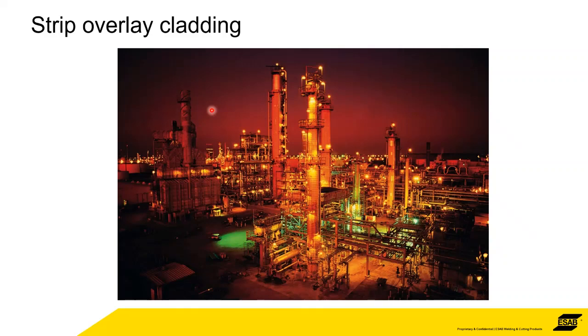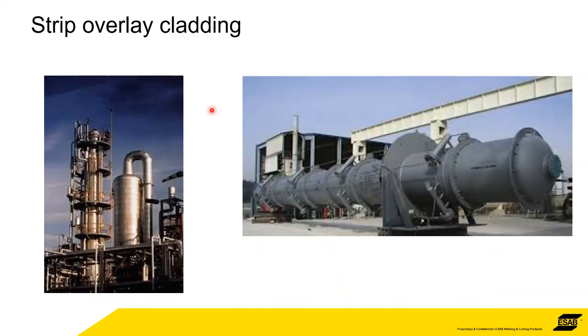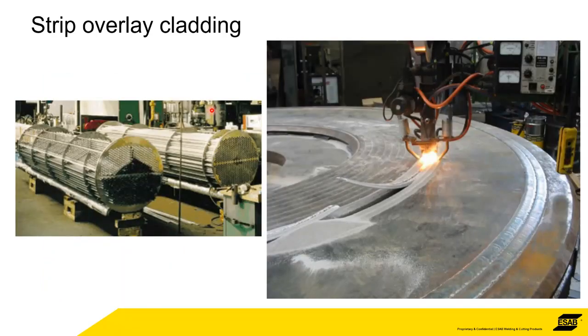Everything that you see in there is probably clad with strip. Reactor vessels that you see, all of these have been overlaid using these processes. The heat exchanger, okay, these are the tube sheets. The tube sheet has been put on a turntable, and you can see the overlay going on top. You can see the slag coming off as it's cooling down.